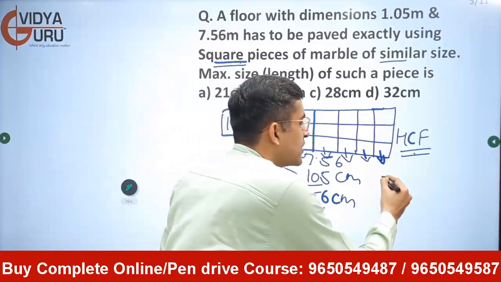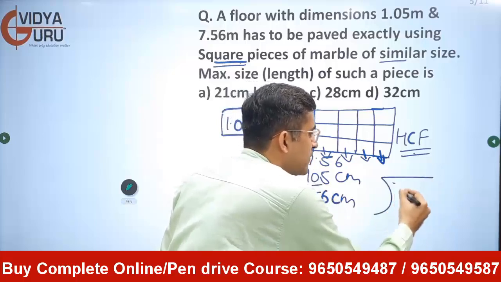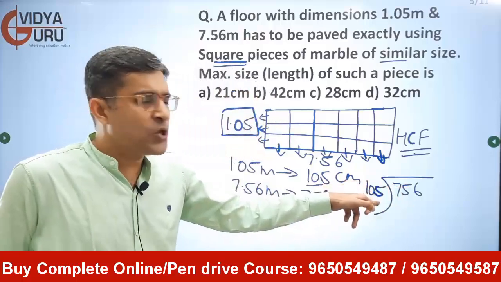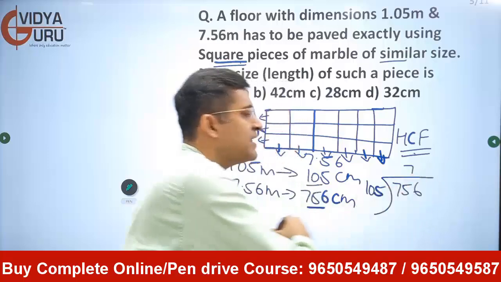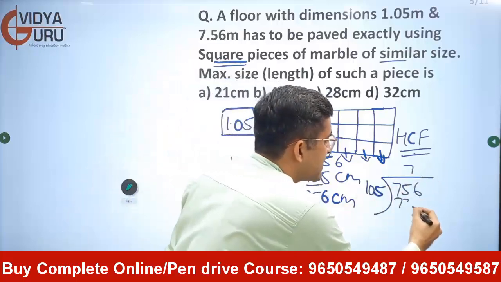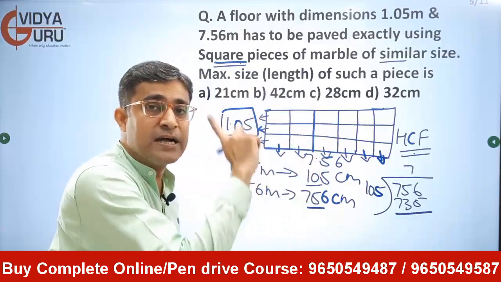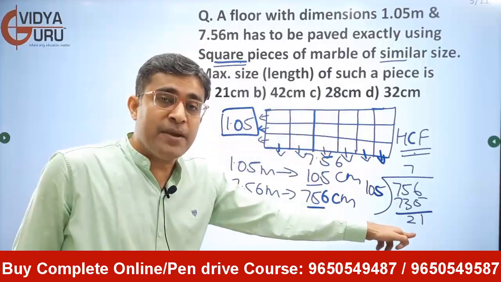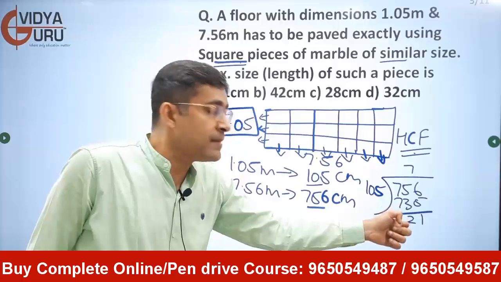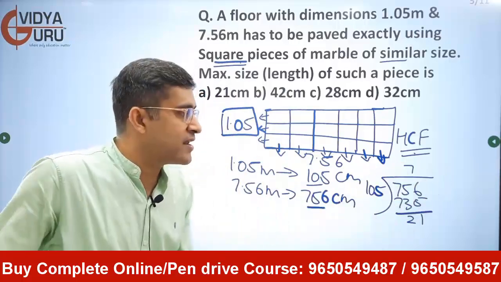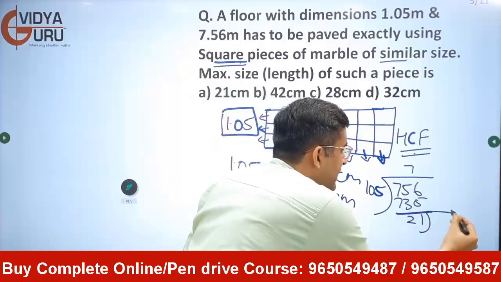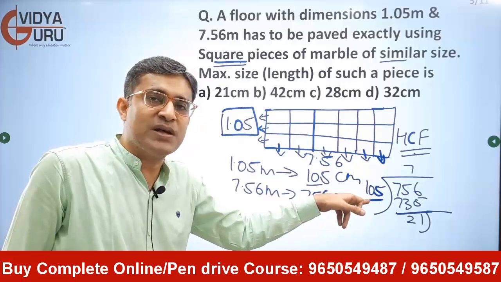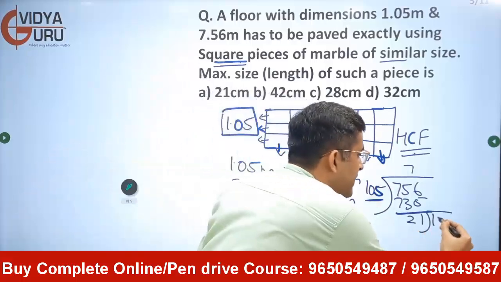I will go with the long division method this time. You should know both of them. So 105 and 756. So 105, 7 times will be the best thing. 5 7s are 35, 735. Now what is the remainder, students? 6 minus 5 is 1. The remainder is 21. Now this remainder 21 will become the divisor in the next step, and this divisor 105 will become the dividend now.